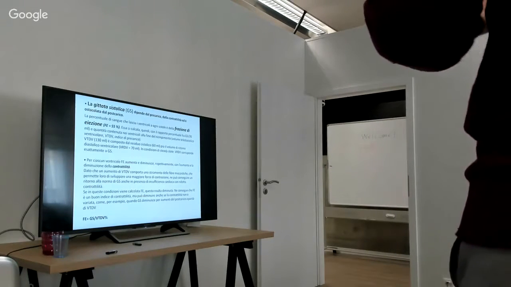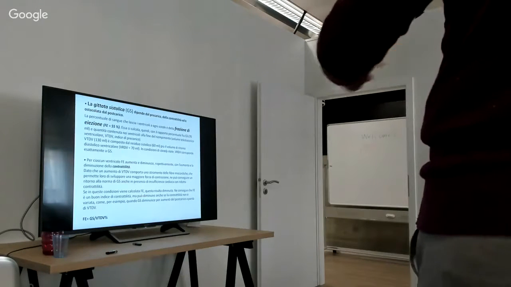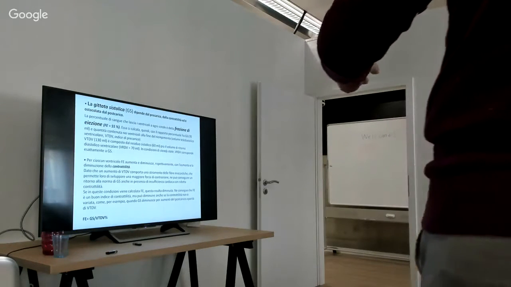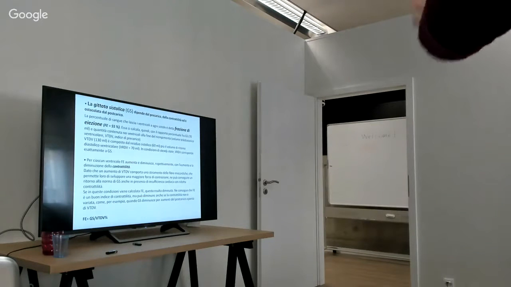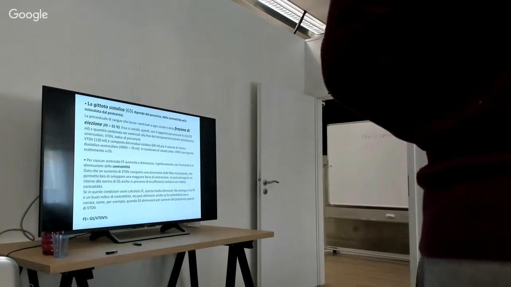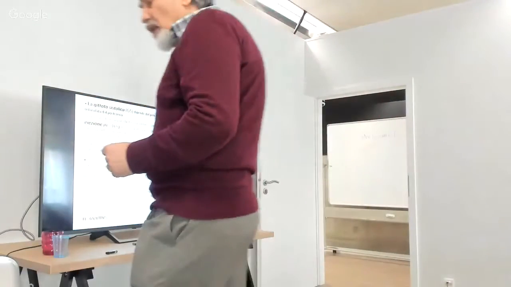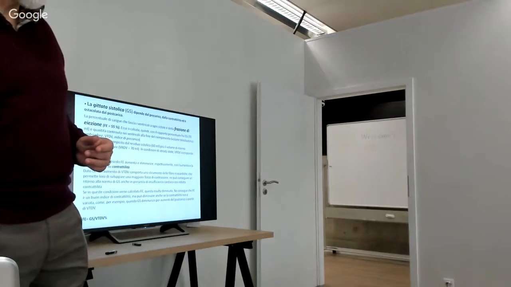Ne consegue che la frazione di eiezione è un buon indice di contrattività, ma può diminuire anche se la contrattività non è variata, come ad esempio quando la gettata diminuisce per aumenti eccessivi del postcarico a parità di volume diastolico ventricolare. La frazione di eiezione si calcola: gettata sistolica diviso volume telediastolico ventricolare per 100.